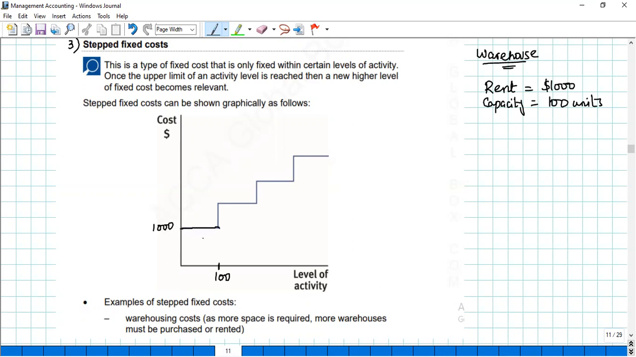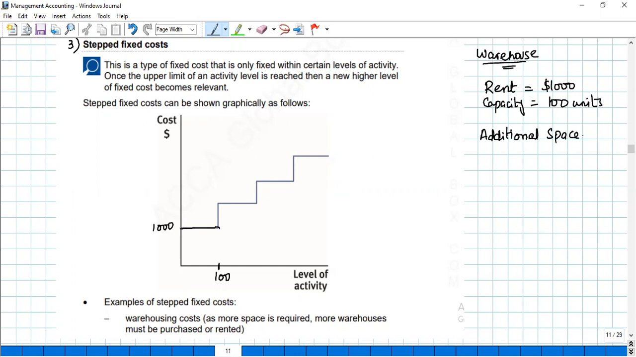Now, what if your production is increased and now you have to store more units? You don't have any space available in the current warehouse. So what will you do? You will rent out, or you will have an additional space, right? So let's say you purchase an additional space, or you rent out an additional space.